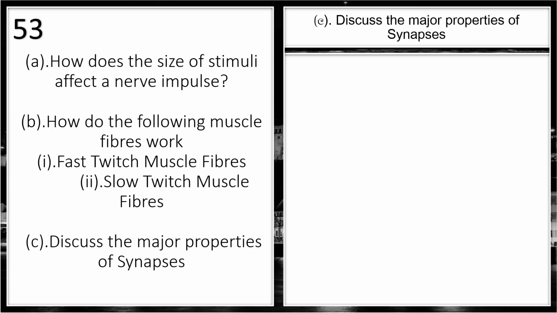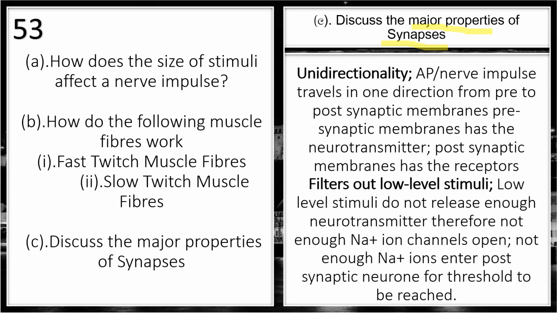Part C. Discuss the major properties of synapse. Unidirectionality. Action potential, the nerve impulse, travels in one direction from the presynaptic to the postsynaptic membrane. The presynaptic membrane has the neurotransmitter. The postsynaptic membrane has the receptors.